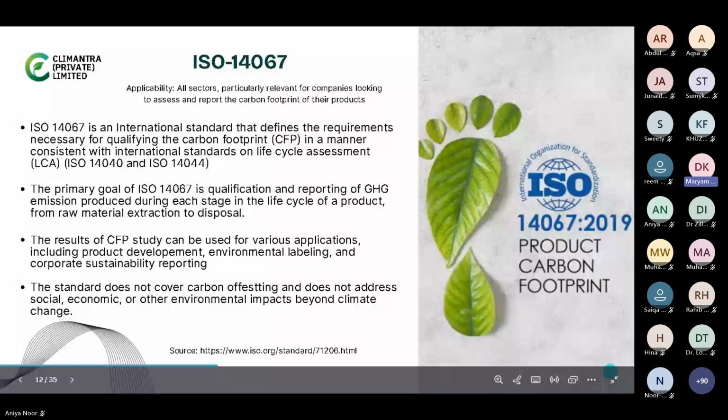Its primary goal is to quantify and report GHG emissions produced during each step in the life cycle of a product, from raw material extraction to disposal. This is the scope of the standard. And the results of the study can be used for various applications, including product development, environmental labeling, or corporate sustainability reporting. It's totally up to you what you want to do after calculating the emissions of the product. And this standard does not cover carbon offsets and does not address social, economic, or other environmental impacts. I have also listed down the limitations of each GHG emission framework.